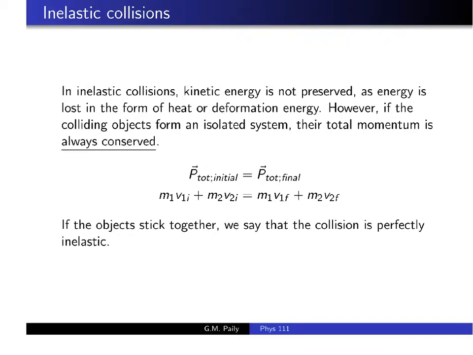So we see that the common point is no matter what kind of collision you're dealing with, momentum will be conserved if the colliding objects form an isolated system. So we have that P total initial is equal to P total final. And so M1V1 initial plus M2V2 initial is equal to M1V1 final plus M2V2 final. And if the two objects stick together and move as one after the collision, then we say that the collision is perfectly inelastic.